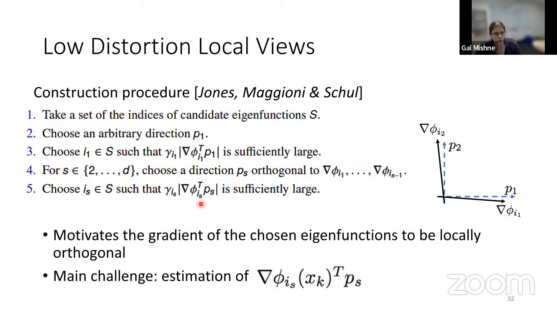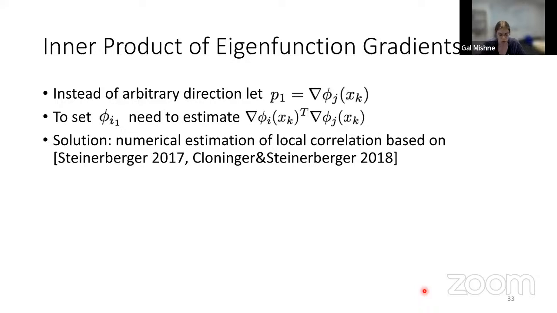So this motivates the choice of selecting gradients of eigenfunctions out of a subset of our Laplacian eigenfunctions so that they're locally orthogonal. And one of the challenges that we had is this estimation of the dot product of the gradient at a point and this arbitrary direction in the discrete case. Because what Jones, Maggioni, and Schul provide is an algorithm in the continuous case, and we wanted to bring it into the real data case for discrete points. So the first thing that we do is, instead of having an arbitrary direction, we select the gradient of one of the eigenvectors of our data. So we're moving from eigenfunctions to eigenvectors.